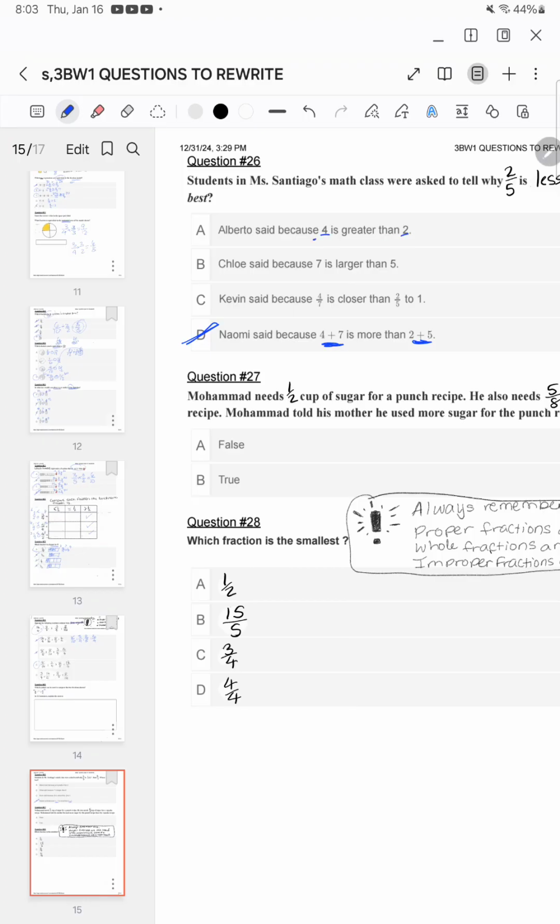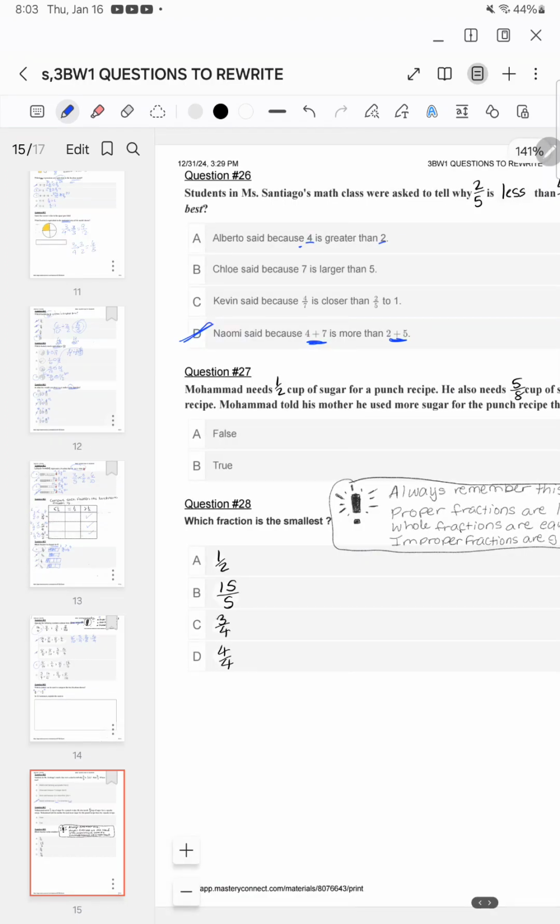4 is greater than 2. Again, we're not talking about whole numbers at all, are we? We're talking about fractions, not whole numbers. And again, 7 is larger. No, again, this is a whole number, and we need to talk about a fraction. So just by process of elimination, I'm actually able to find this out.